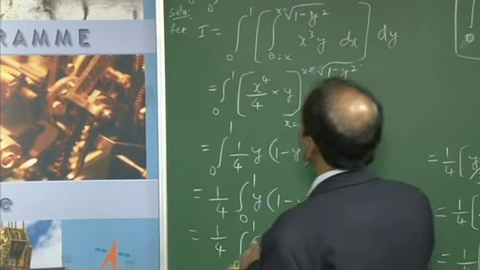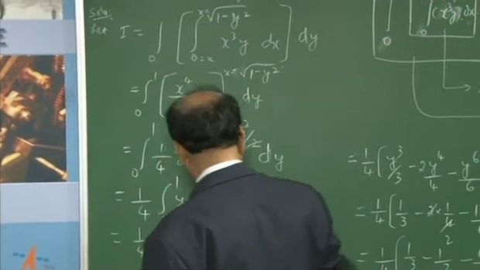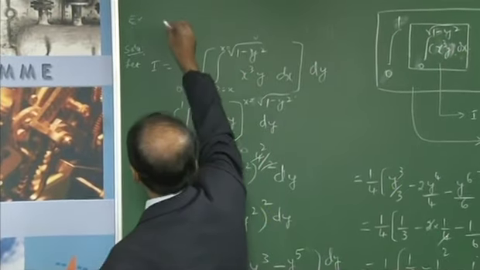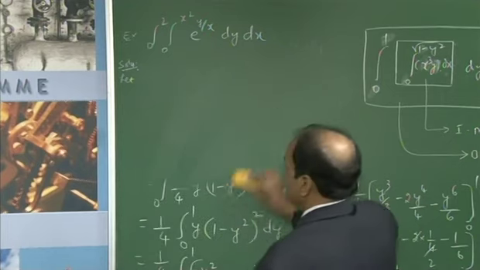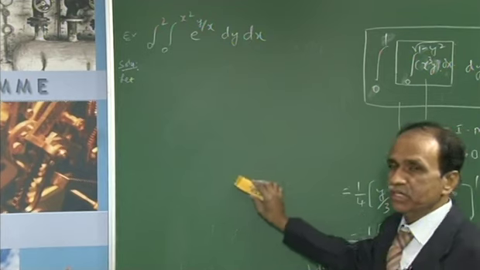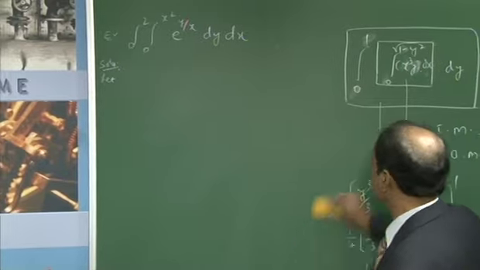Let me go for the solution of another example. Here this double integration takes the limits 0 to 2 and 0 to x square, e to the power y by x, and it must be dy dx. Here I try to draw your attention that in the previous problem when you solved, it was dx dy, but now it is dy dx. Can you say why it is taken like this?